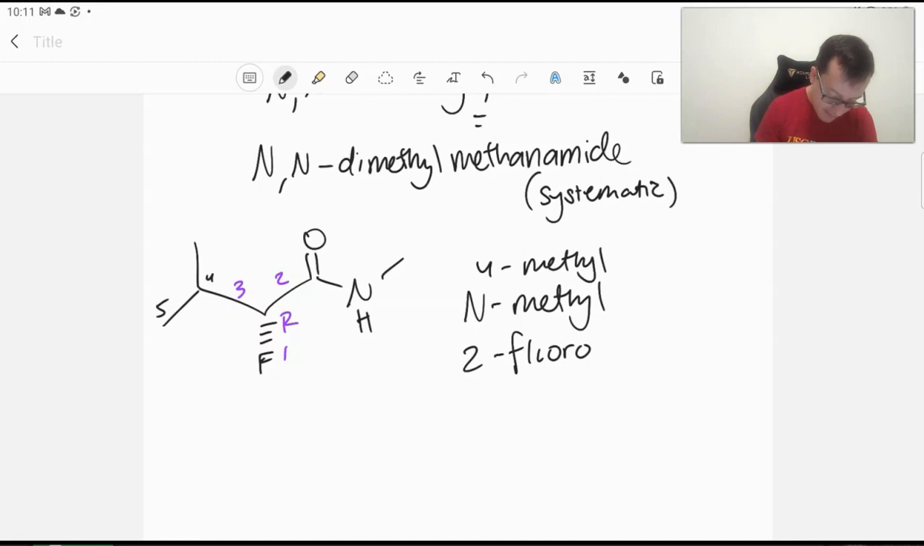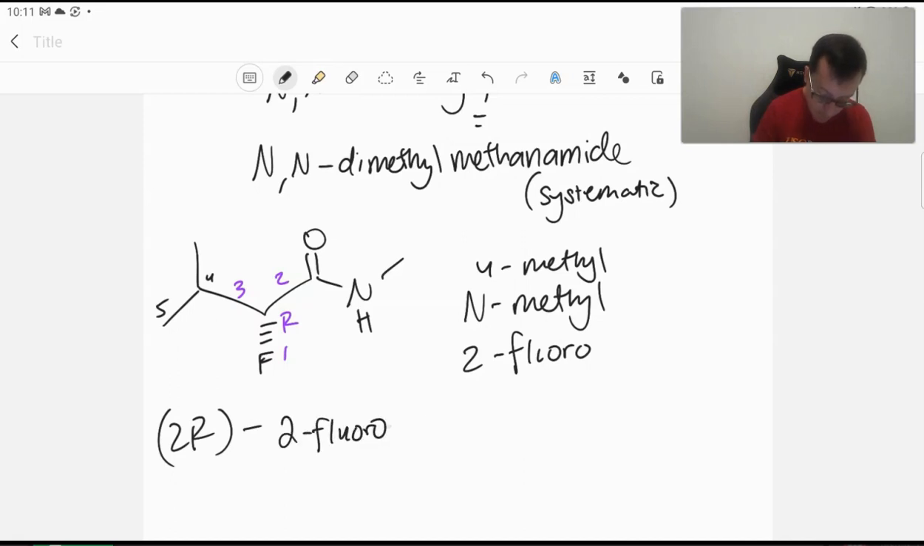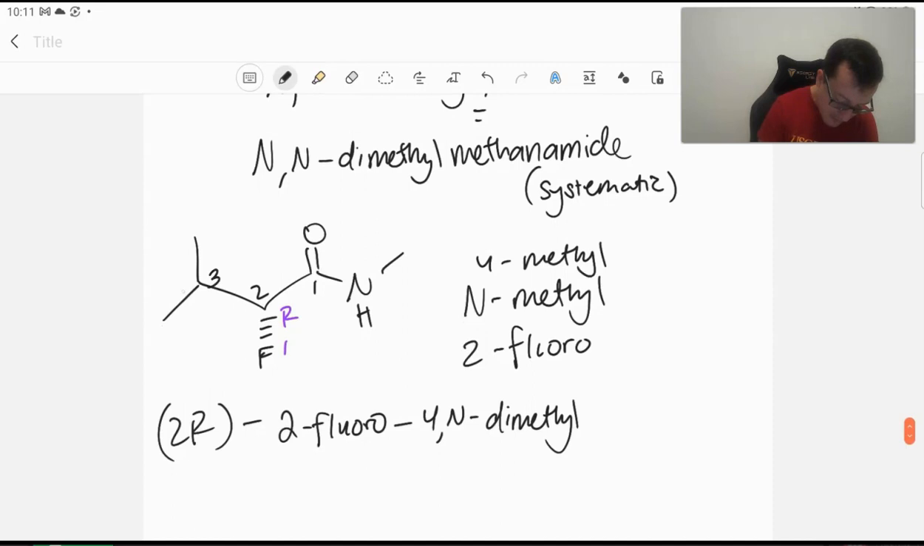So we would say, in this case, 2R, 2-fluoro, 4N-dimethyl, and then 1, 2, 3, 4, 5. Oh wait, I actually don't know. 1, 2. We only have 4. Sorry, I was using my priority numbers as carbon numbers. Shame on me. Okay, we have 4 carbons, so this will be butanamide.